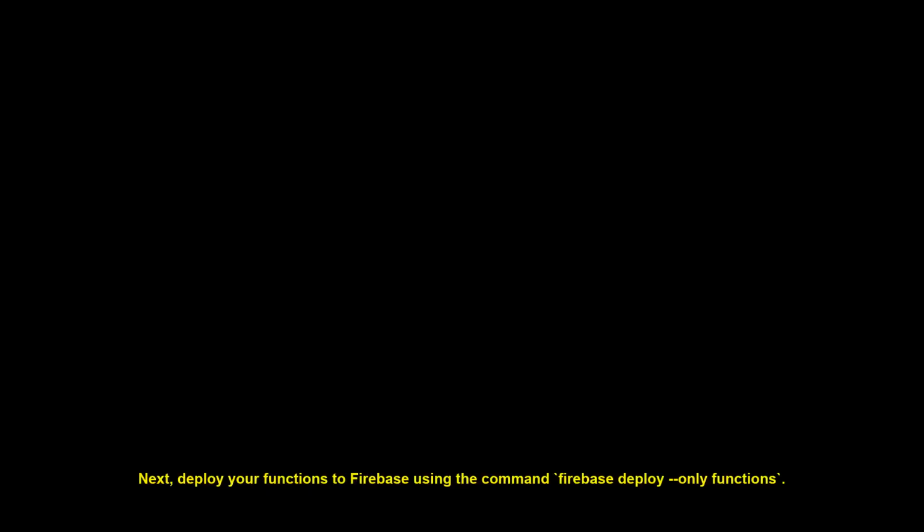Next, deploy your functions to Firebase using the command firebase deploy --only functions. Once deployment is complete, take note of the URLs or function identifiers provided in the terminal. You can now integrate the triggers into your mobile app by using the Firebase SDK. Make sure your app has the necessary permissions to interact with the Firebase services you are using.